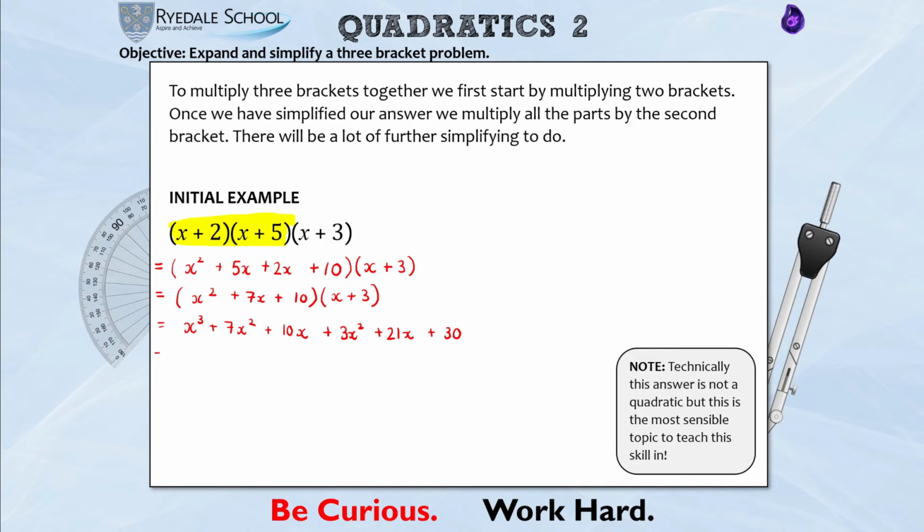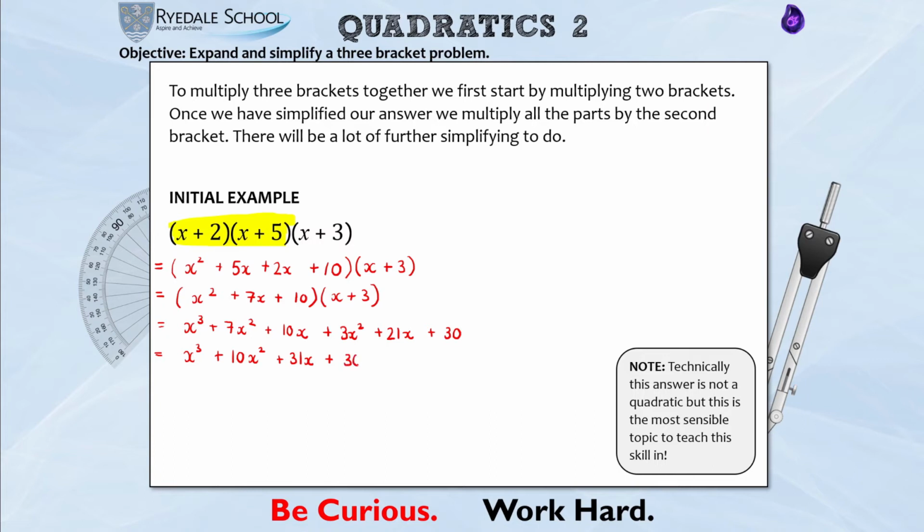But you'll notice that some of these terms can be added together because I've got some x squareds, they can be put together, and I've got some x's, some terms of x, and they can be collected together. Now we normally do this in power order, so I'll start with my x cubeds. There's just one of those. Then my x squareds, I've got 7 here, and I've got 3 here. So altogether, I've got 10x squared. Let's look at my x's. I've got a 10x and a 21x. So that is 31x's. And I've got a number by itself.